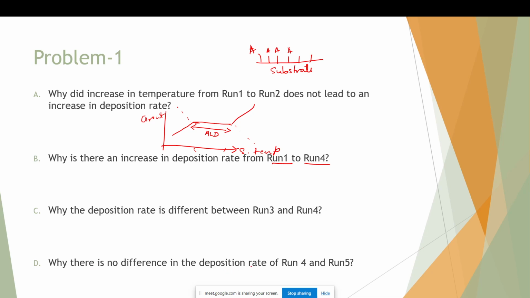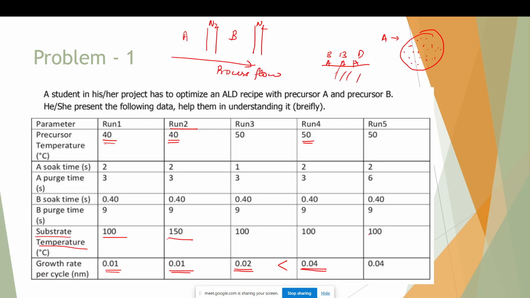Why is there no difference in the deposition rate of run 4 and run 5? Here the difference is in the purge times. So the purge time is higher for run 5. While that is not making any difference, it just means that 3 seconds purge time is enough. If you remember the purge graph, it was about the concentration that gets purged. The concentration left in the chamber is very high for shorter purge times, but as we increase the purge time, the concentration kind of gets saturated, right? So we are already in this saturated regime, that's why increasing the purge time any further is not helping us.